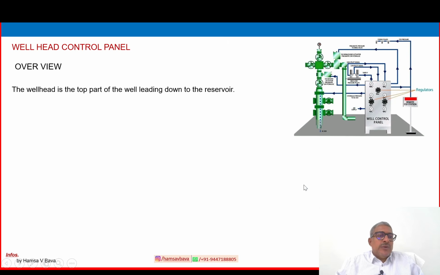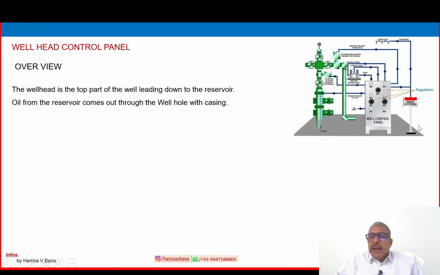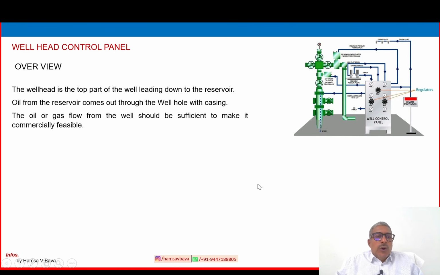Overview: we can say the wellhead is the top part of the well leading down to the reservoir. Here it is, this is the wellhead area and the Christmas tree. Oil from the reservoir comes out through the well hole in the production tubing. This is the production tubing, and the outer casing is there. The oil or hydrocarbon is coming from this production tubing and going to the downstream process, to the gathering center. The oil or gas flow from the well should be sufficient to make it commercially feasible.